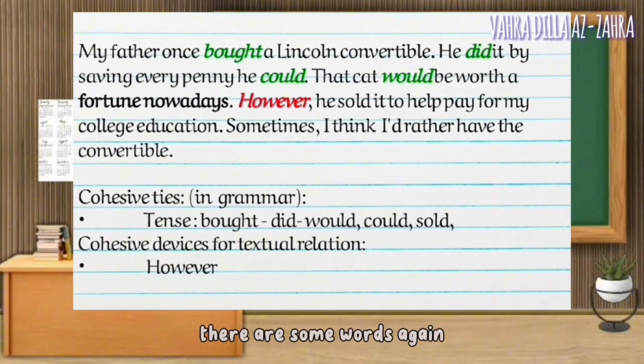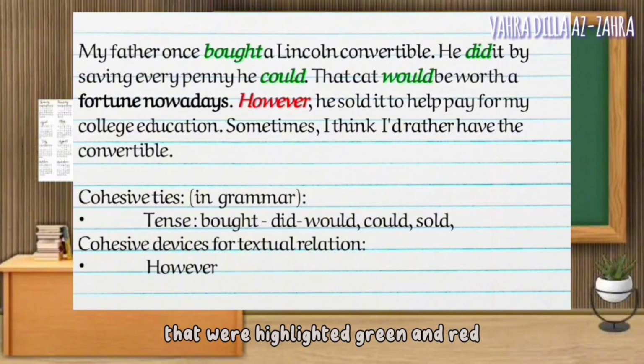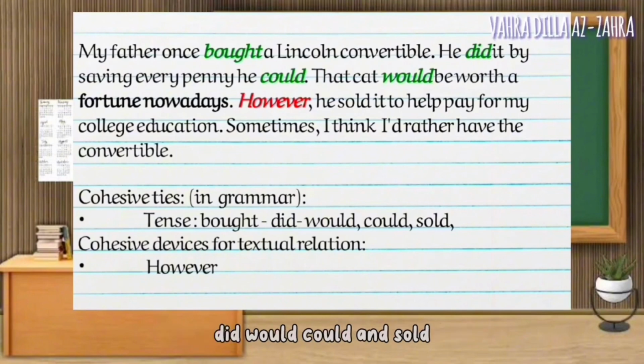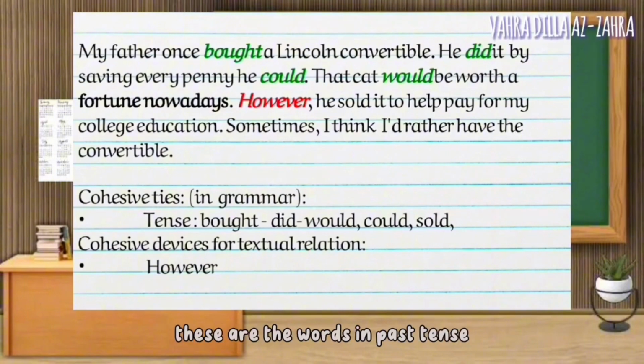As you can see, there are some words again that were highlighted green and red. The words bought, did, would, could, and sold, these are the words in past tense.